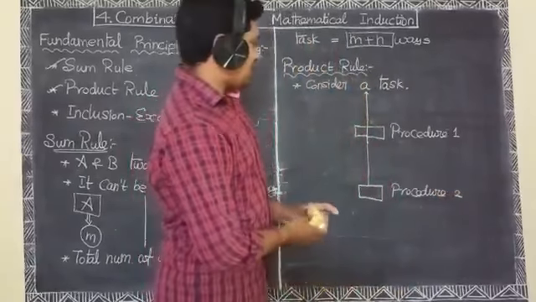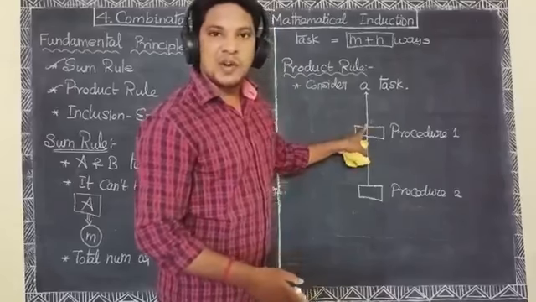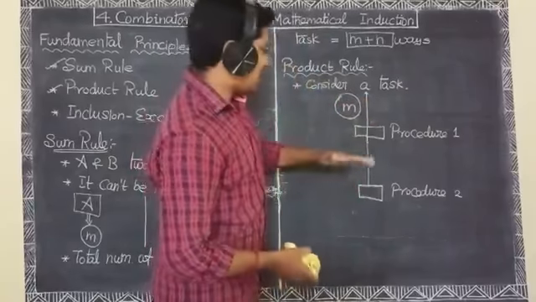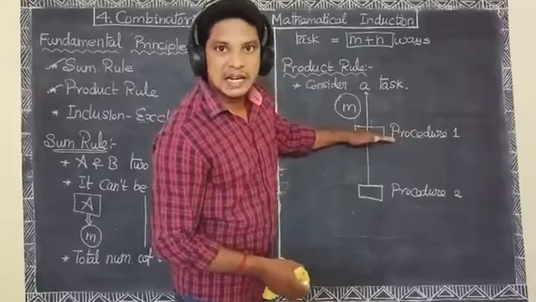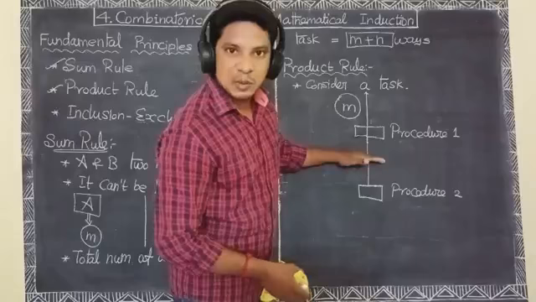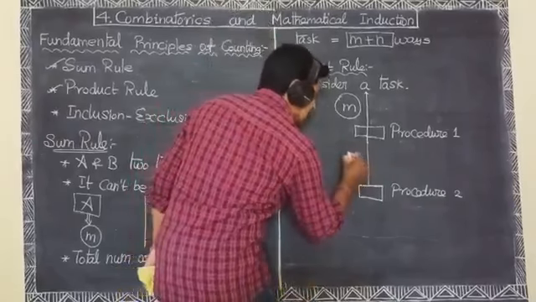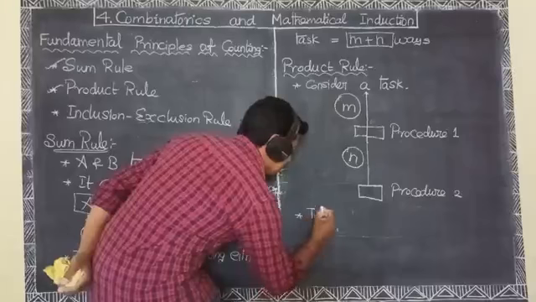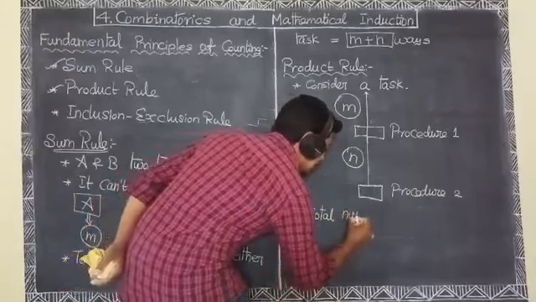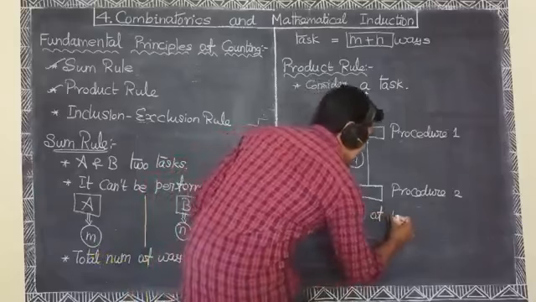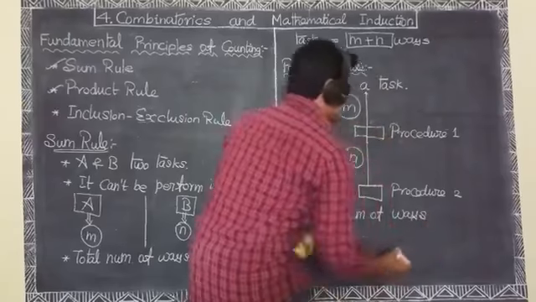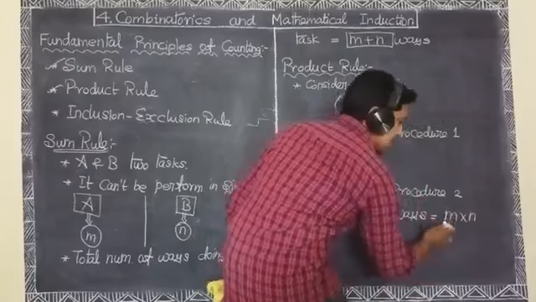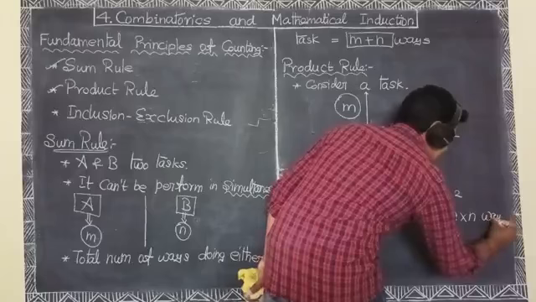If the first procedure can be performed in m ways, and after doing it the second procedure can be done in n ways, then the total number of ways of completing the task is m into n, that is m times n ways.